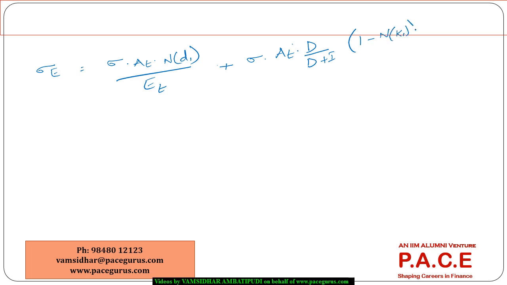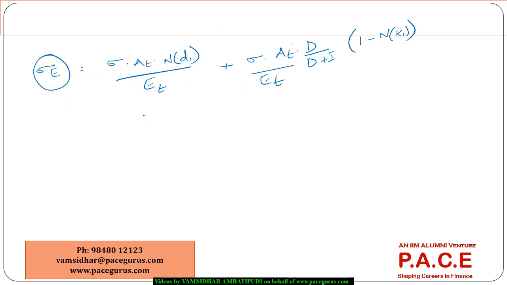The first part is still the same. So sigma E becomes sigma times A_t times N(d1) divided by E_t. This is still the same. But now that I have another short position, I take it as sigma times A_t times, now the N(d1) for me becomes D by D plus I times 1 minus N(K1), and divided by E_t is still the same. So these two things put together give me my sigma E in this kind of multi-year scenario.